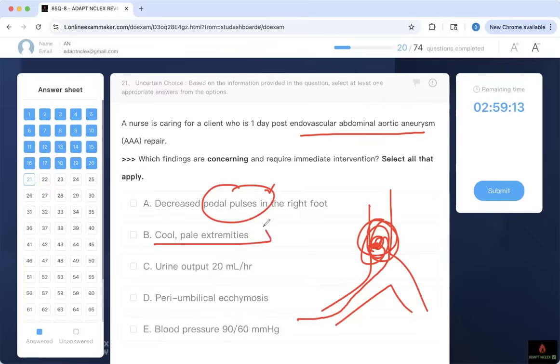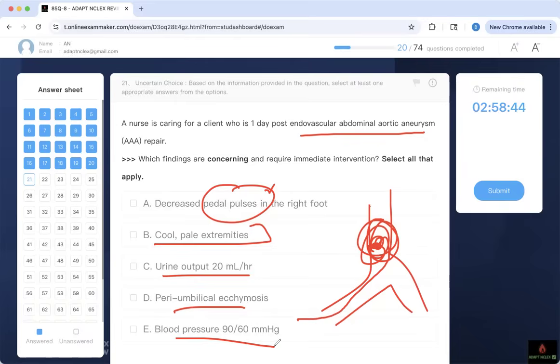If you have cold pale extremities, that's shock, bleeding. Urine output 20, that is bleeding. Your kidney is not getting blood. Periumbilical ecchymosis, bleeding, right? That's Cullen sign. Blood pressure 90/60, that is bleeding. What am I trying to teach you? After endovascular repair of an abdominal aortic aneurysm, the priority is to look for bleeding.